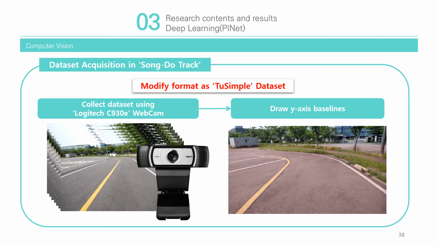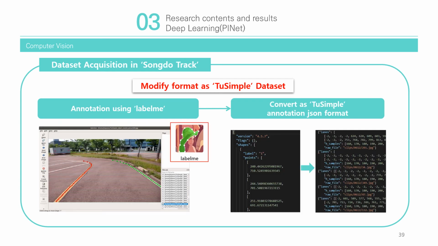We acquired 360 pictures in size of 1280 by 720 at SoundTrack using the Logitech C930E webcam. To label in the form of the TuSimple dataset, first we drew the y-axis baseline in intervals of 10 using OpenCV. We used LabelMe as the labeling tool and labeled in a dotted form along the lane based on the displayed y-axis. After the labeling task, we saved the labels in JSON format and converted them to the format of the TuSimple dataset using some Python code.